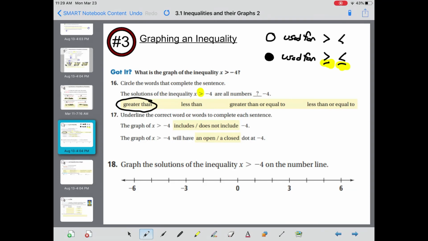Okay, so in this case, we have just plain old greater than, which means it does not include -4. X is greater than -4 will have an open dot at -4. Okay, so put your open dot right on -4, and all the numbers greater than -4 are to the right of it. So take your arrow and draw it down the line, and put a big arrow on the end. And there's your inequality for number 18 on the number line.